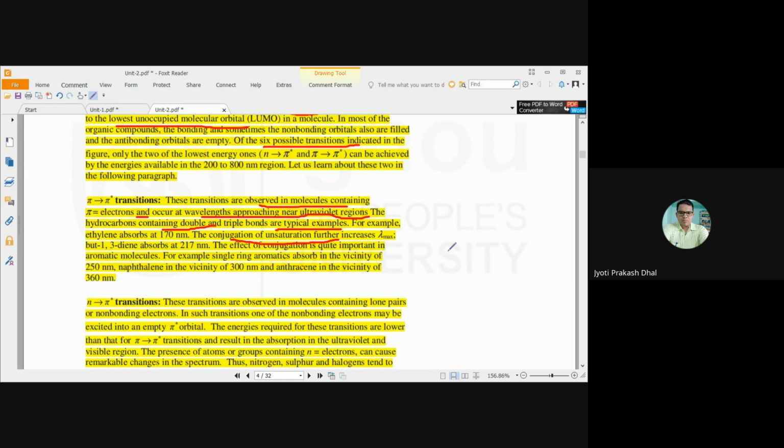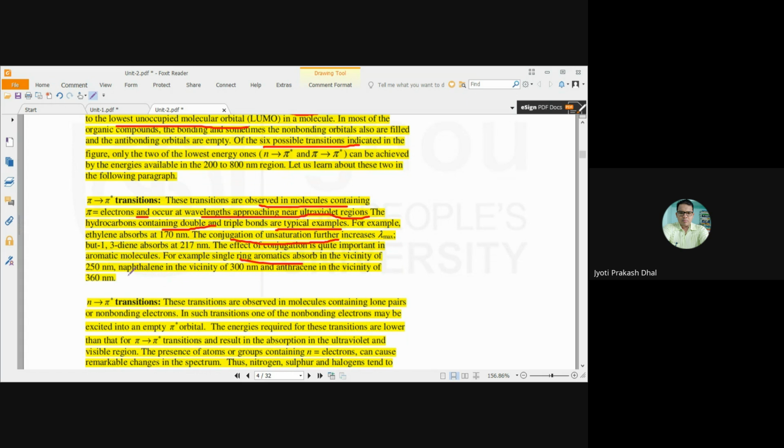For example, ethylene will absorb at 170 nanometer, but in case of buta-1,3-diene, where pi conjugation is there, it will absorb at a longer wavelength, that is 217 nanometer. The effect of conjugation is quite important in aromatic molecules. For example, if you consider a single aromatic ring, benzene, that will absorb at a still higher wavelength, that is 250 nanometer.